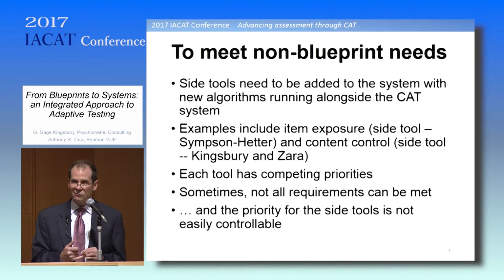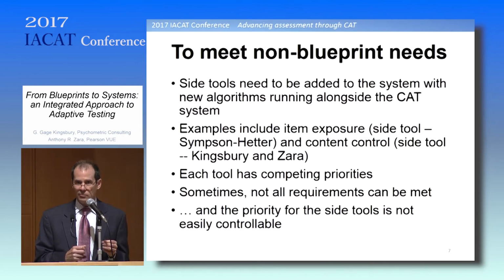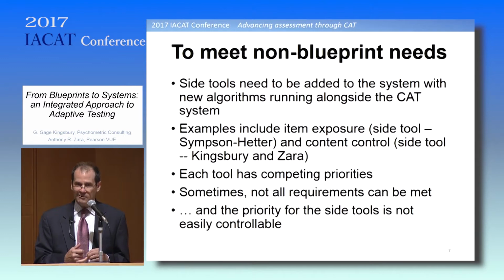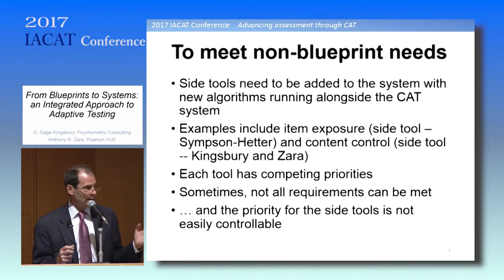Each tool, each constraint that has been imposed on adaptive testing has competing priorities, right? Is it more important to have the absolute best measurement at the cut score, or is it more important in your testing program that the items are not overexposed? Well, both. There are different solutions to each one of these problems. Sometimes not all the requirements can be met, and each side tool doesn't really talk to other side tools. So decisions have to be made in an overarching way to determine how to best build the system to balance the way that the tools attack the problem.